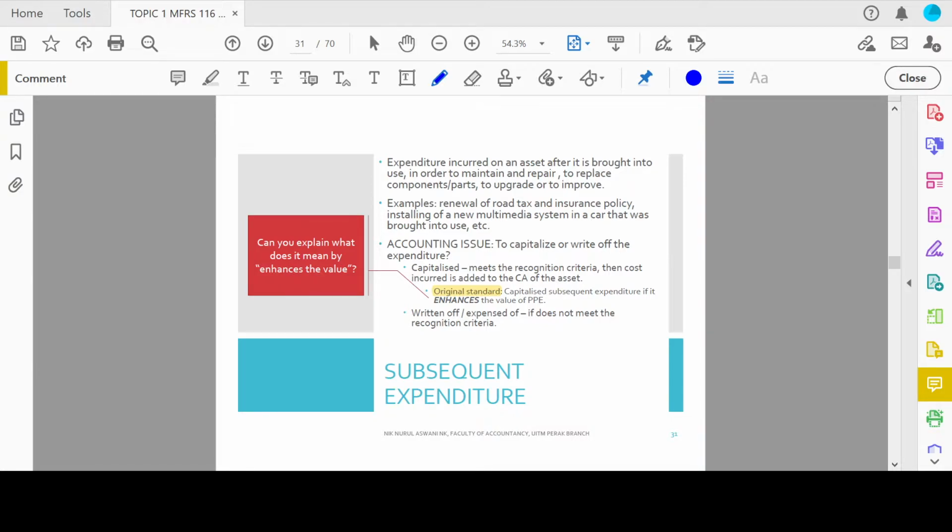If the replacement is, for example, to replace the car battery, by replacing a car battery you did not improve the useful life, but you only maintain the working condition of a car. If you did not replace the battery, there is a high possibility that your car cannot move. So you have to replace the battery in order for your car to continue working in the condition that we have intended for the motor vehicle. Alright? Okay.